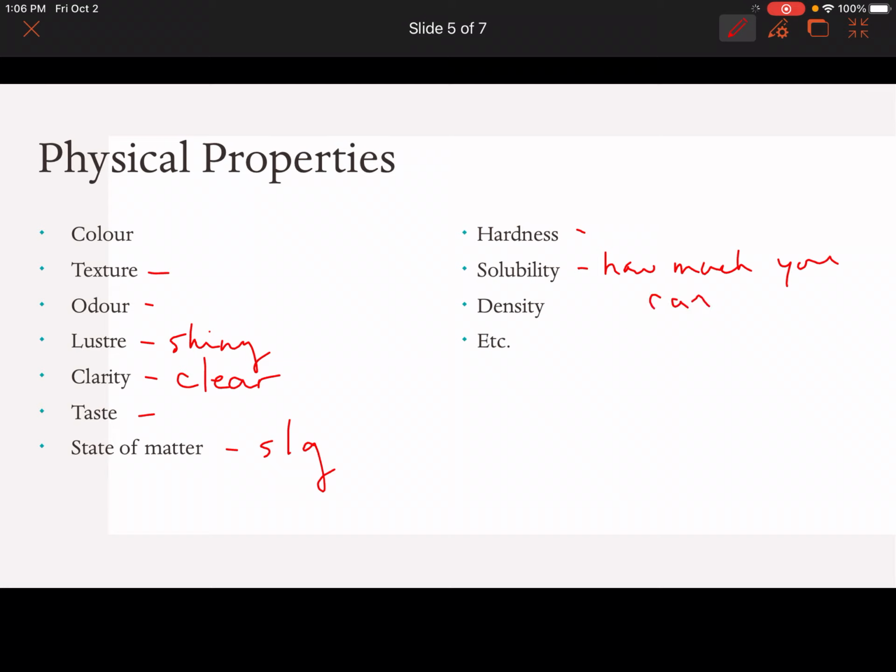So how much you can dissolve in a certain substance, right? So in water, for example. And things have different abilities, right? Some things you can dissolve a lot of, others not so much. Density, this is mass per volume. So how much does something weigh for a certain amount of it? So these things are all physical properties here.